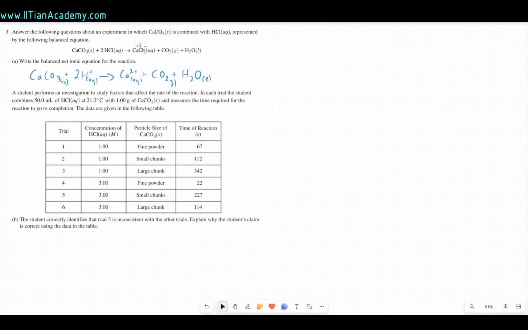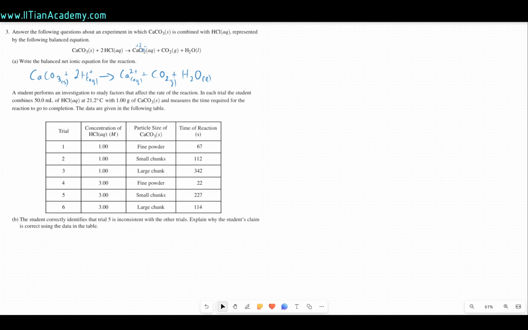So in part B, we're told a student performs an investigation to study the factors that affect the rate of a reaction. And we're combining 50 milliliters of hydrochloric acid at the same temperature with the same amount of other reactant. And we measure the time required to go to completion.